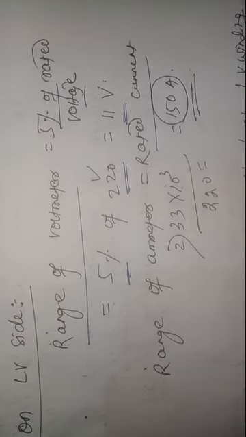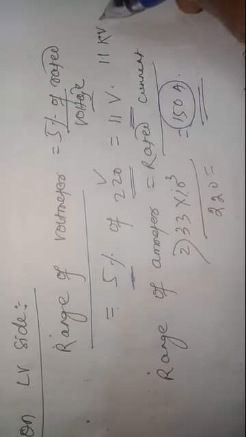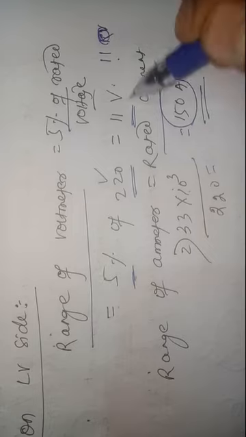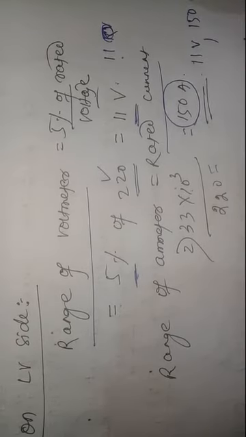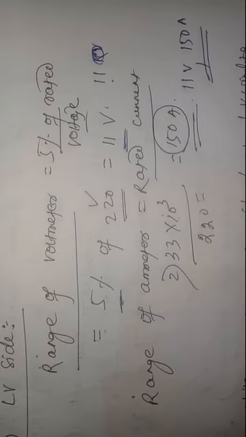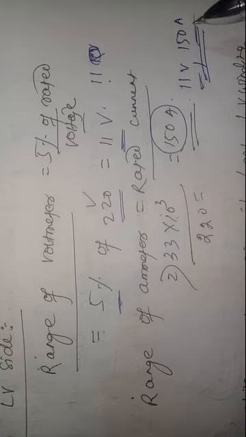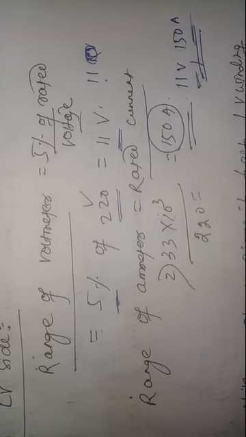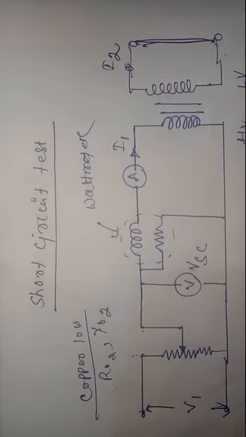So here the requirement is 11 volt and 150 ampere. That means the specification of the wattmeter is 11 volt, 150 ampere. This is not practically possible. So if you conduct the test on that side, it will not work. These are the practical difficulties of the short circuit test if you conduct it on the LV side.